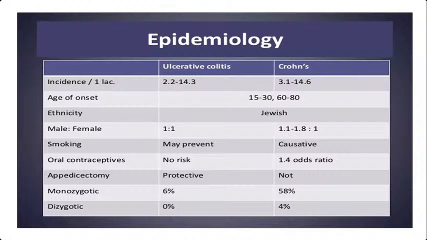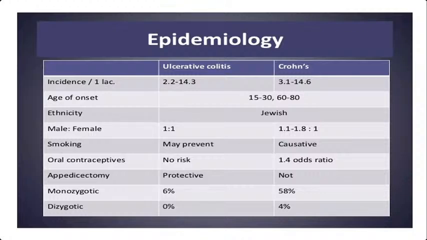This doesn't even make sense, but anyway, they always put it that smoking may slightly prevent ulcerative colitis, whereas it's promotive or a trigger for Crohn's disease. Oral contraceptives don't appear to have a risk in ulcerative colitis, but the odds ratio is increased for Crohn's disease. Appendectomy appears to be protective for ulcerative colitis, but has no impact on Crohn's.